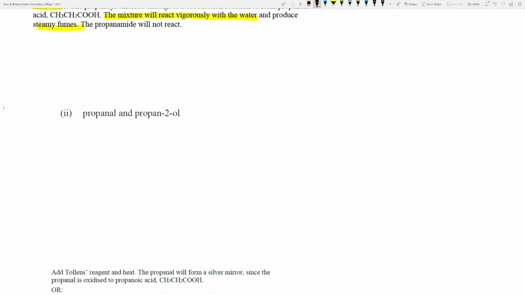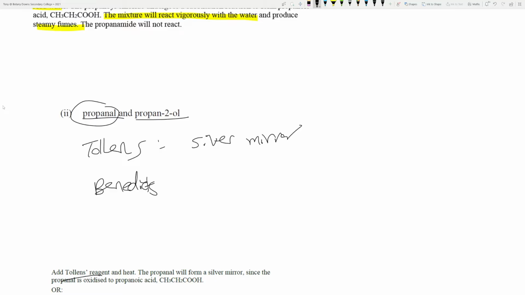Now propanal and propan-2-ol, you can do a few things. With propanal, you can do Tollens' reagent. You can do Tollens'. You can do Benedict's. Either one works. With Tollens', you get a silver mirror, and then with the Benedict's solution.